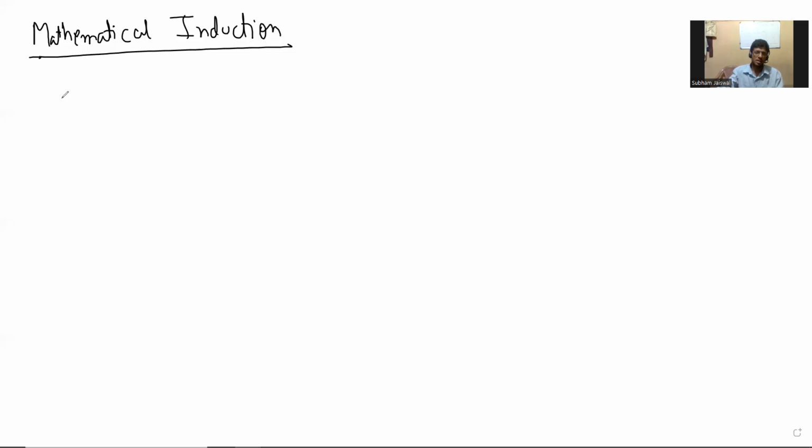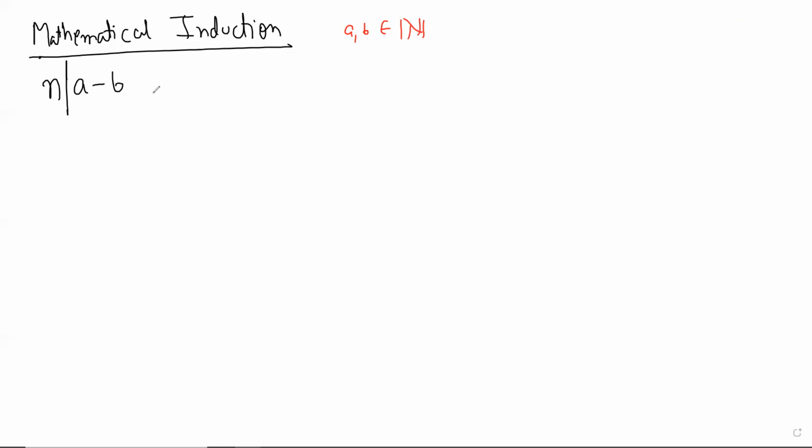Here is an interesting question that we would like to show. Let's put it number theoretically. If n divides a minus b, where a and b are natural numbers, then show that n divides p of a minus p of b.